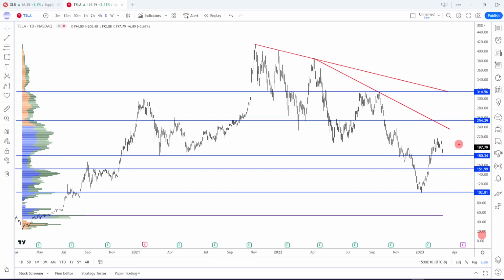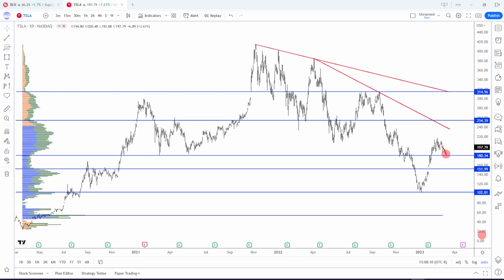And looking at Tesla, you see Tesla came down to this 102, 103 and bounced strongly and came up to over $200. And right now it appeared that it could be pulling back to this 180.34 again.